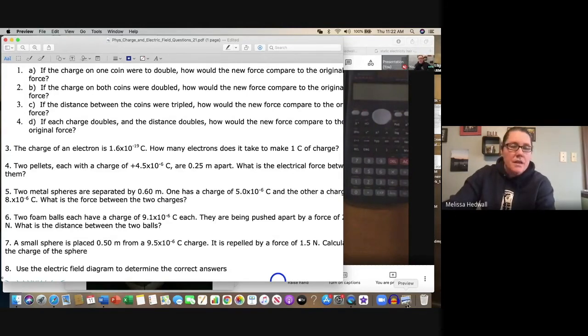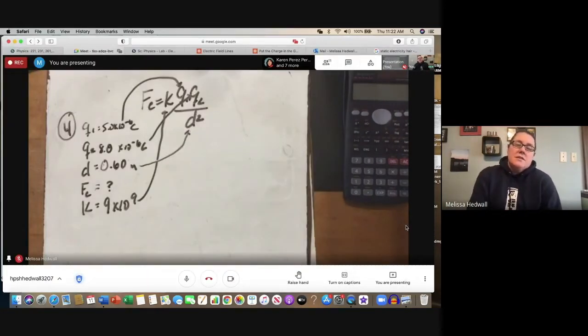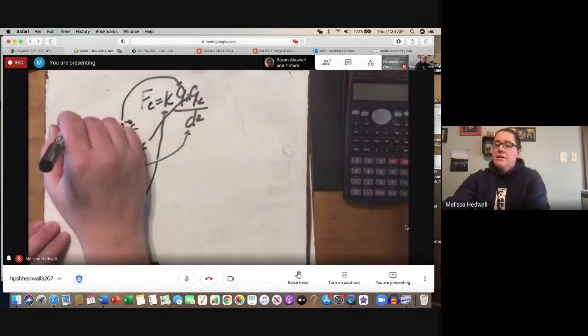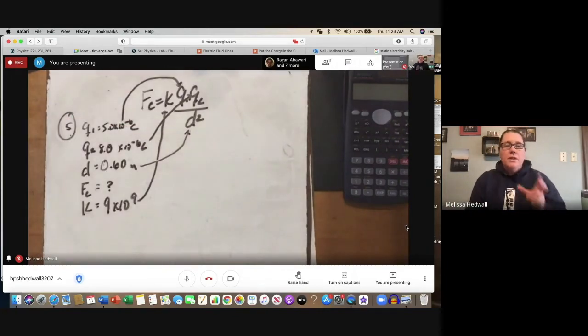0.60 meters. One has a charge of 5.0 times 10 to the negative 6 coulombs. The other has a charge of 8.0 times 10 to the negative 6 coulombs. Calculate it. So again, same placement on these. We're just sticking different numbers in. Numbers 4 and 5 are intentional on making sure that you are figuring out where to put the charges appropriately first, or the variables. Any questions on number 5, or let's go ahead and screenshot that.